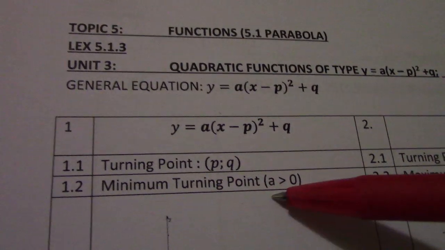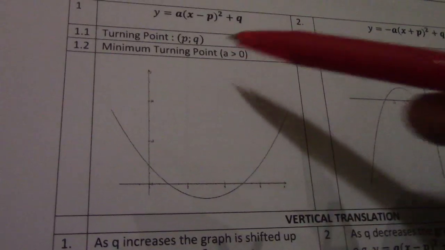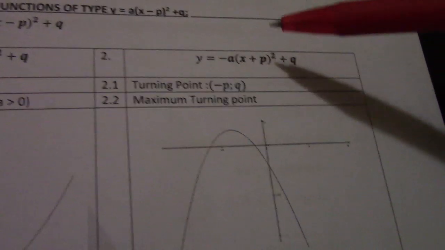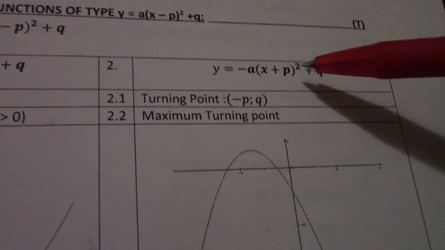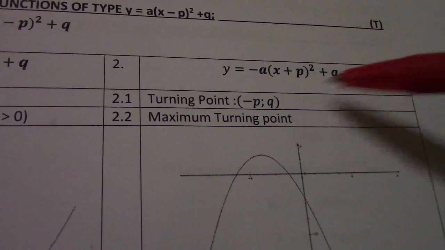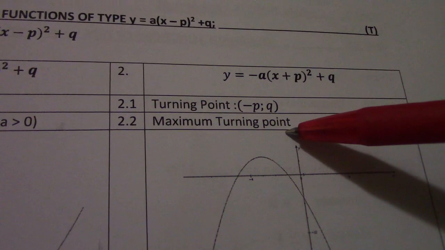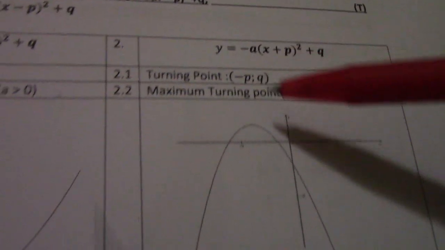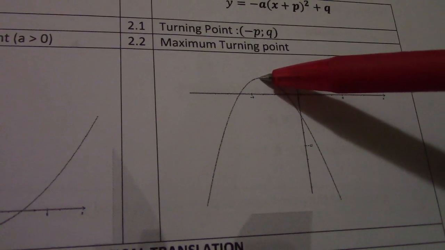Again, if a is positive, a greater than 0, we have a minimum turning point, meaning that's the smallest y value, and it's just increasing. If I say minus a(x plus p) squared plus q, my turning point, because it's positive p, must now be written as minus p, but my q value stays as it appears. This is referred to as a maximum turning point because a is negative. So that's the biggest value that my turning point y value would become.